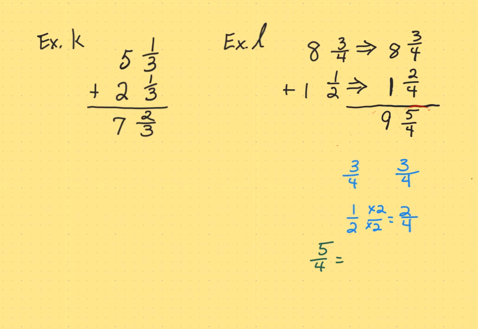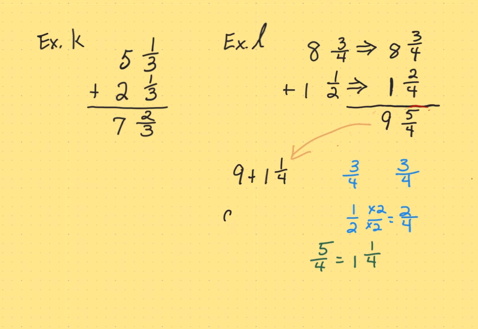Well, 4 goes into 5 one time. And what do I have left over? I have 1 left over. Okay, so 5/4 equals 1 1/4. So what we have here, this 9 5/4 now becomes 9. It is already 9 plus 5/4. So this is the same thing as 9 plus 1 1/4.